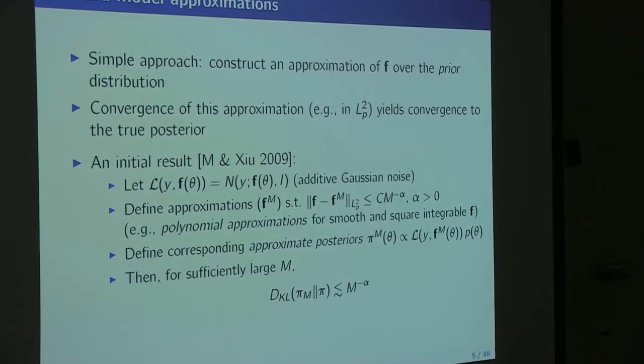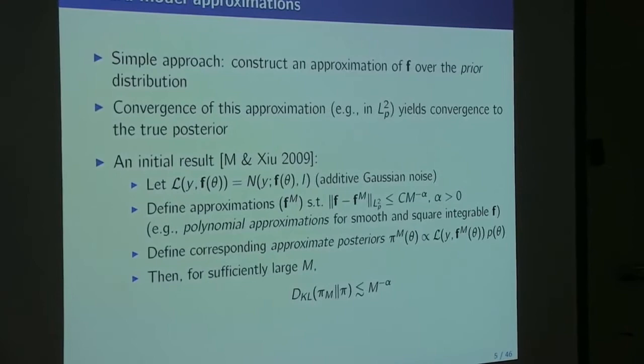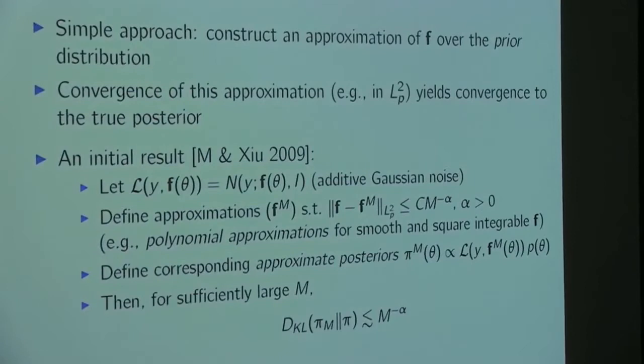Good in what sense? For instance, in a prior weighted L2 sense. And one thing that you can show, this is an early result, is that if this approximation converges, say, in the prior weighted L2 sense, to the true forward model, then the posterior that is induced by that approximation, in other words, if I take that approximation and plug it into the likelihood and thus construct an approximate likelihood, and I look at the resulting posterior, that posterior converges to the real posterior at actually the same rate.